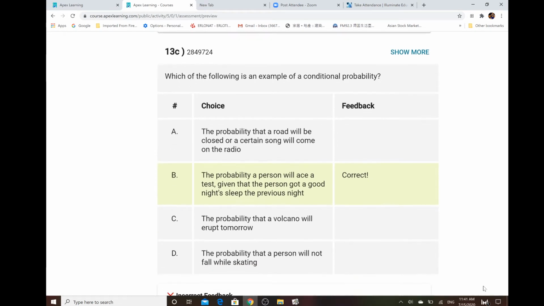So this one is all about examples of conditional probability. The probability a person will ace a test, given that a person got a good night's sleep the previous night. So again, one thing happens and then that affects the other event.